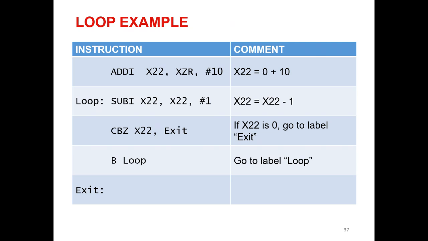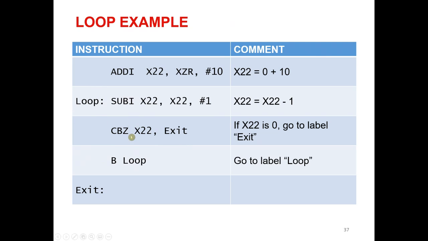We don't go to label exit. We just continue with the execution. In this case, the execution goes to this other instruction, which is a branch instruction, which says that we branch to a label loop, and in this case label loop is here.